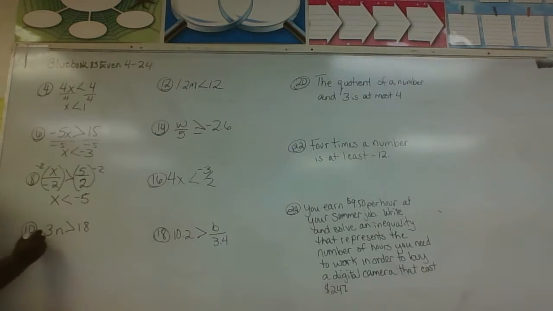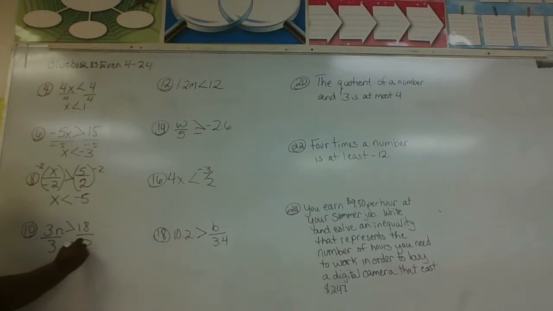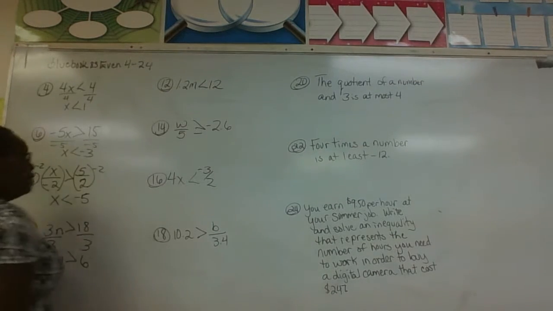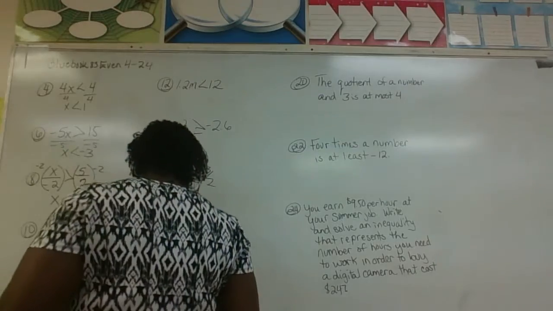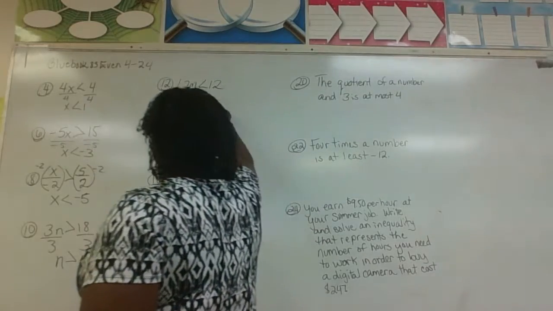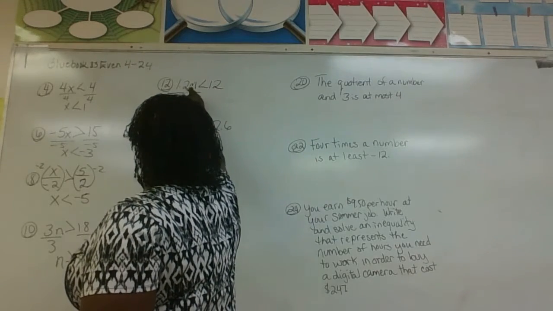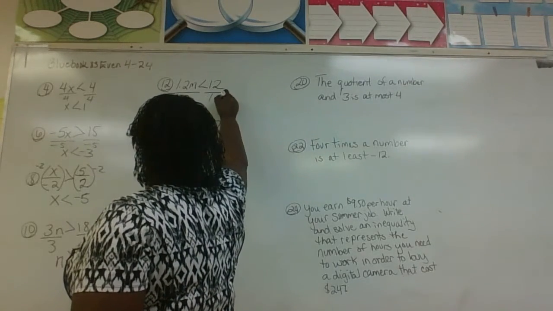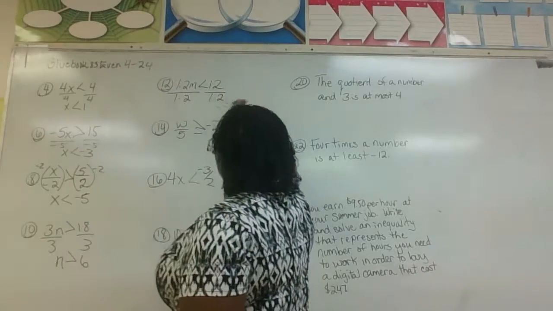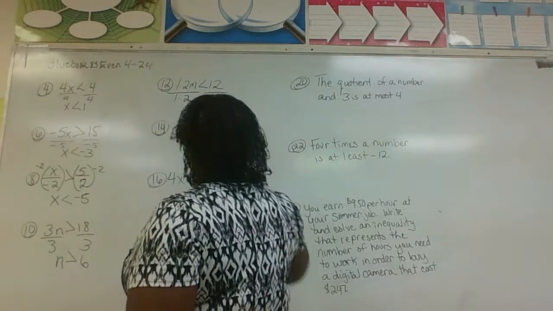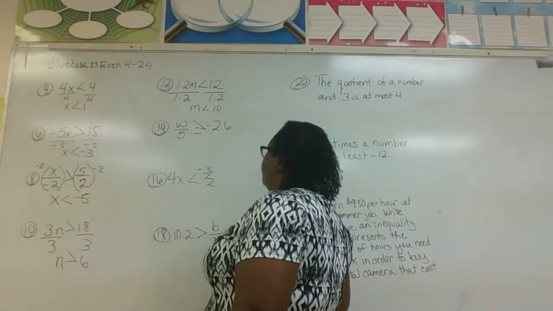Number 10, we're dividing both sides by 3 to isolate n. Once we have isolated n, n is greater than 6. Okay, that's number 10. Let's move on to number 12. On number 12, we want to isolate m by dividing both sides by 1.2, and once we do that, we find that m is less than 10. Okay, all right, moving forward.